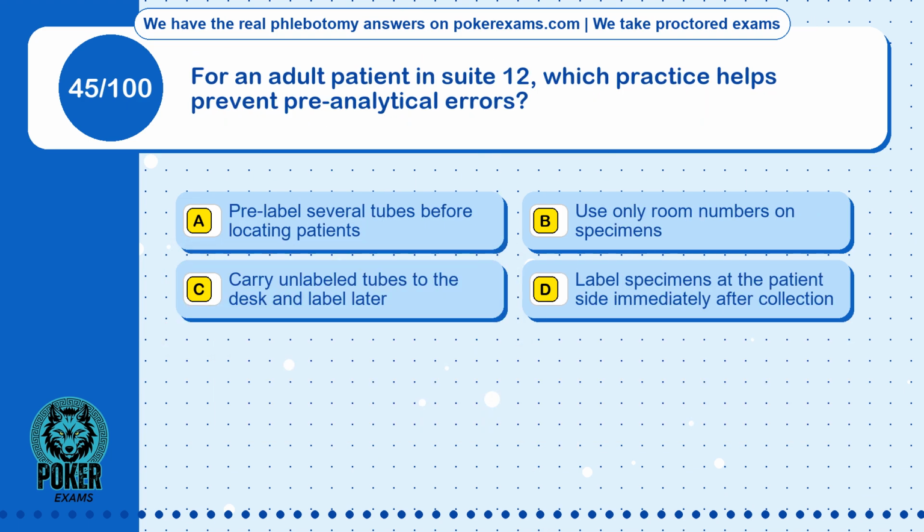Question 45. For an adult patient in Suite 12, which practice helps prevent pre-analytical errors? Option A. Pre-label several tubes before locating patients. Option B. Use only room numbers on specimens. Option C. Carry unlabeled tubes to the desk and label later. Option D. Label specimens at the patient's side immediately after collection.